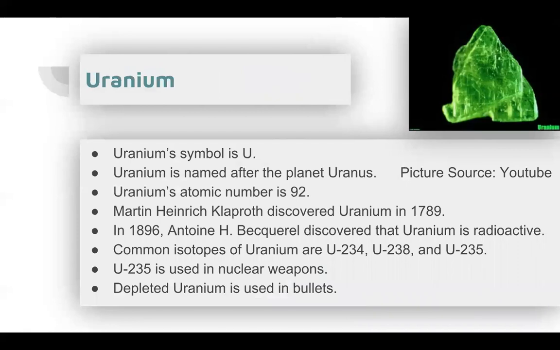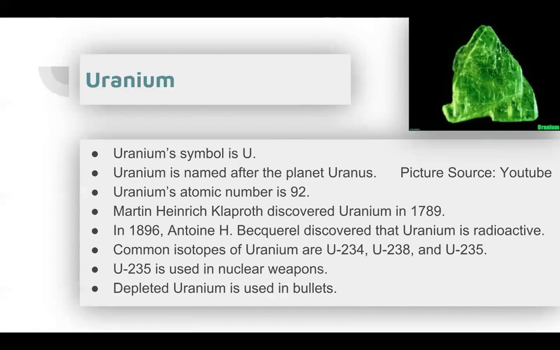A famous or well-known radioactive element is uranium. Uranium's symbol is U, and it's named after the planet Uranus. Uranium's atomic number is 92, and a guy named Martin Heinrich Klaproth discovered it in 1789. It's actually the first radioactive element to be discovered. But much later, more than 100 years later, Henri Becquerel discovered that it was radioactive. So it wasn't known that it was radioactive in 1789, because radioactivity hadn't been discovered at that time.